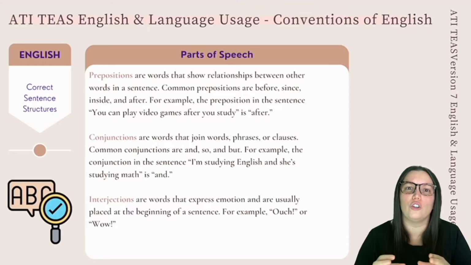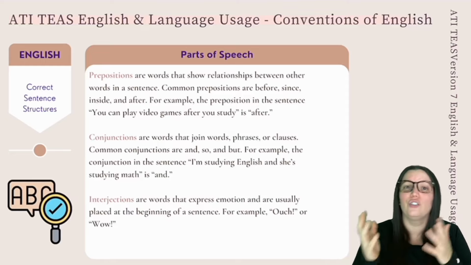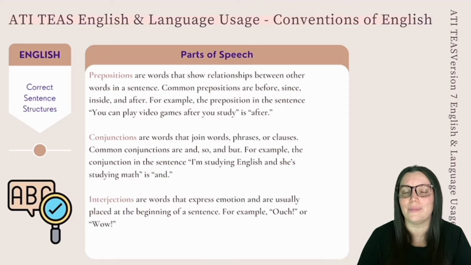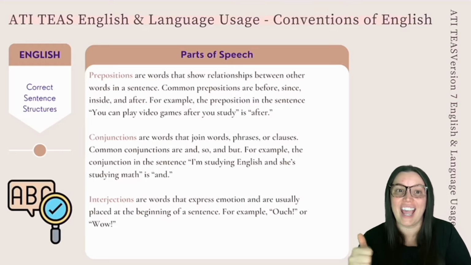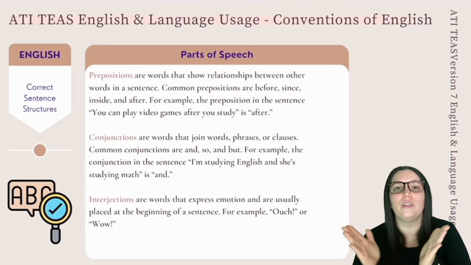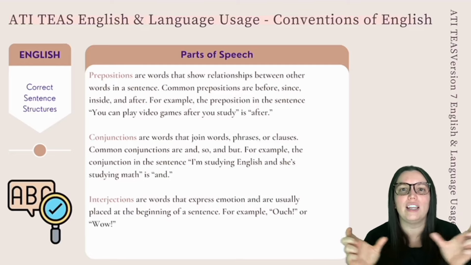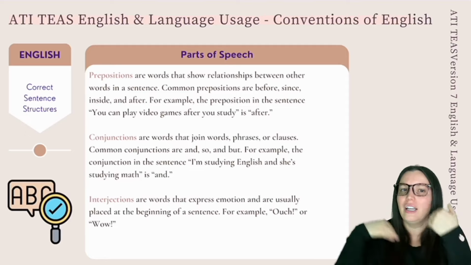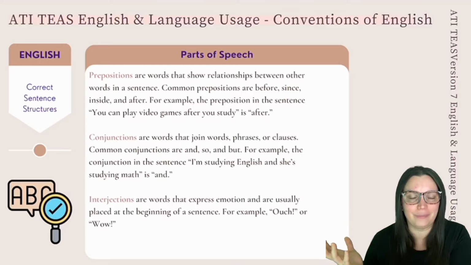Conjunctions are words that join together phrases or clauses. Common conjunctions are and, so, and but. Those are the common conjunctions that you're going to see. So for example, the conjunction in the sentence, "I'm studying English and she's studying math," is going to be the word and, because it is joining those two phrases together. I am studying English and she is studying math.